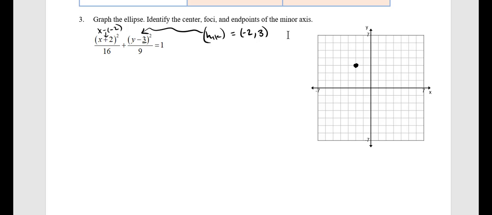Everything else works the same. You just now graph the same picture around that center point. For instance, having a 16 under the x stuff tells us we go 4 units in either direction from the center along the x. 4 units in either direction. So that puts me at 2, 4 over here, just from looking at my graph, and -6, 4 over here. Oh, 3, sorry, not 4. The height was 3, right? The center's at -2, 3.